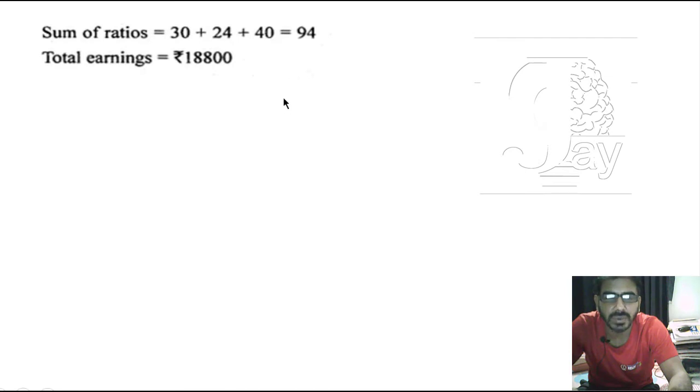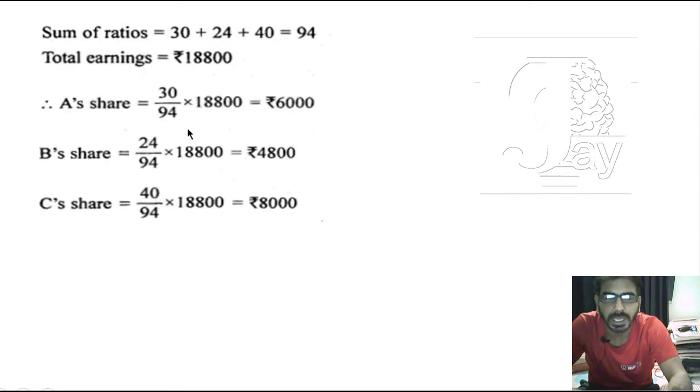So the sum of the ratios we get is 94 and total earnings is 18,800. Okay, so A's share is 30/94 of 18,800. We get 6,000. Share of B is 24/94 of 18,800. So that is 4,800. And C's share is 40/94 of 18,800. We get 8,000. So the person who invested more gets more money, 8,000, that is C, and then A 6,000 and then B 4,800.